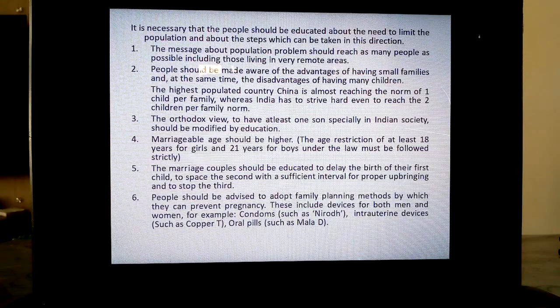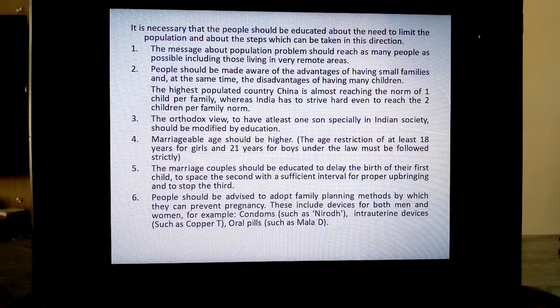Many will think that children are God-given gifts, so we can have any number of children. No doubt, we can have children, but can you provide all the facilities to all the children? A family with 5 or 10 children, are they happy, or a family with 2 children? So this is the main point.